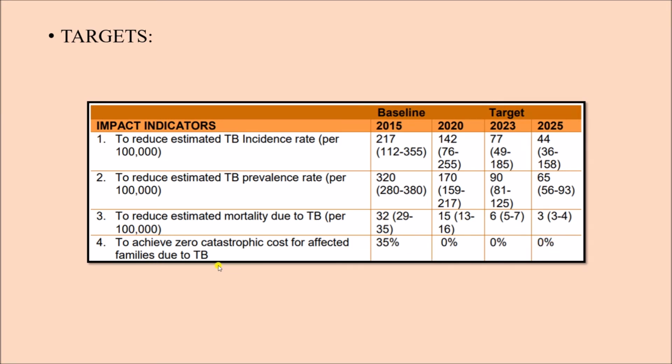Now we must understand what is catastrophic cost due to tuberculosis. It means whatever is the income of a family, if more than 20% of that income is spent on direct or indirect cost due to tuberculosis, maybe diagnosis, treatment, or even communication cost, or any expenditure for taking the patient to the hospital, to the diagnostic center, whatever. So any cost related to tuberculosis, if the amount is more than 20% of the family's income, then it is considered as catastrophic cost. So these are the impact indicators.